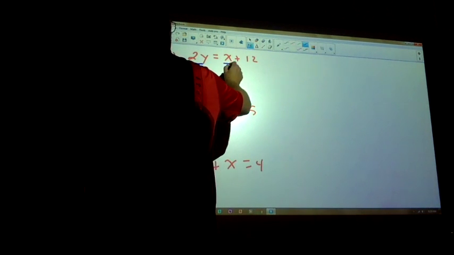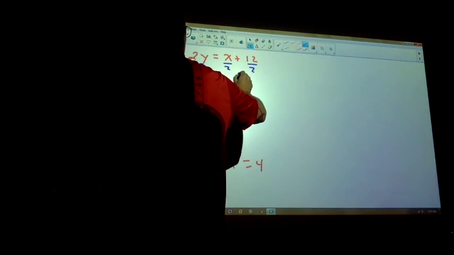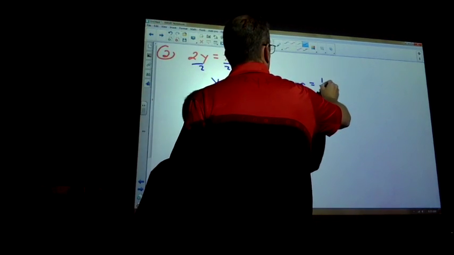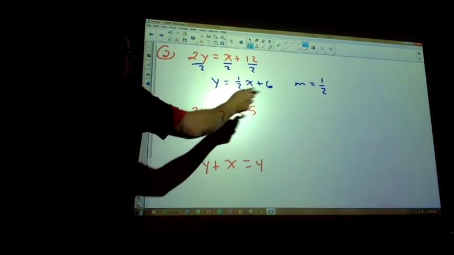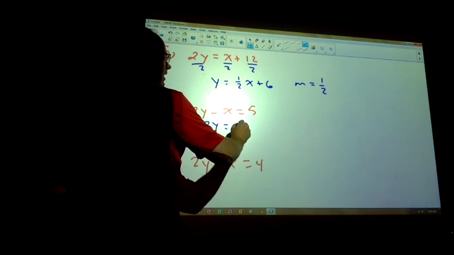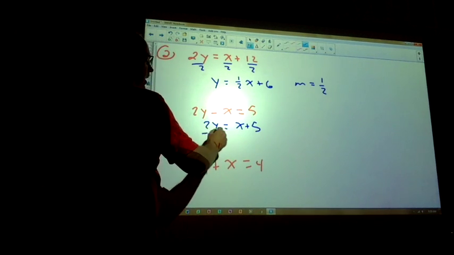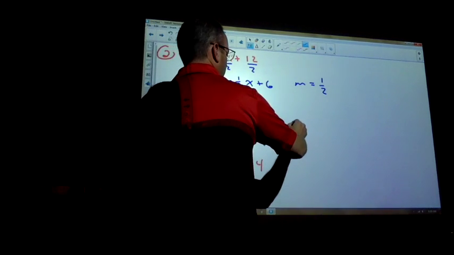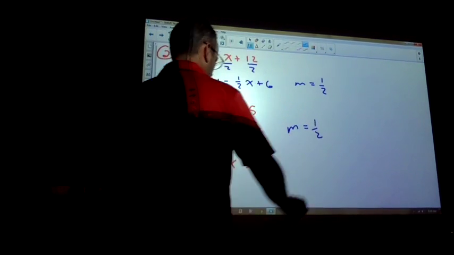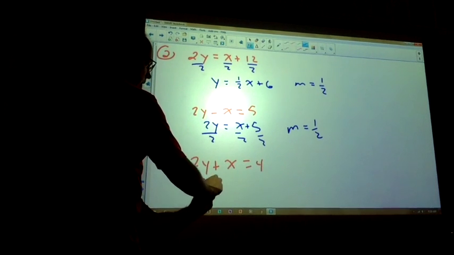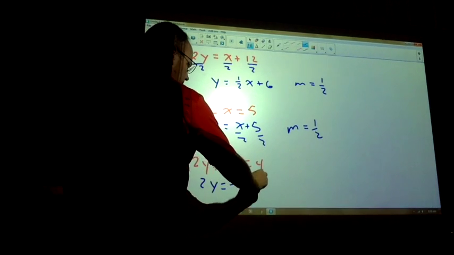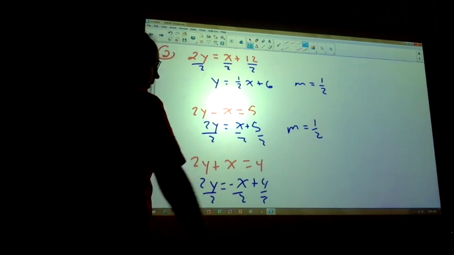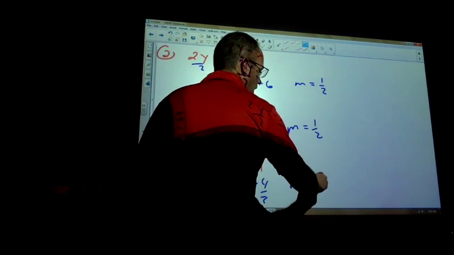For this one I have to divide everything by 2, so I get y equals 1 over 2 x. So this has a slope of 1 over 2. Agree? Yes. Then I have to solve this one, so I get this. Is that right? Yeah. Then divide everything by 2, 1 over 2. That gives me a slope of 1 over 2. And for this one, I divide everything by 2. So what's the slope of this one? Negative 1 over 2. There you go.